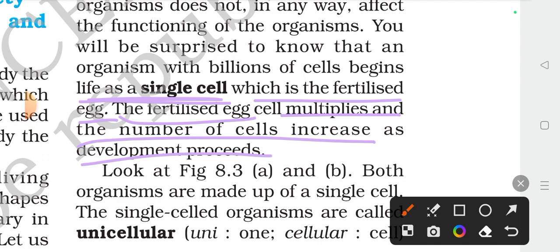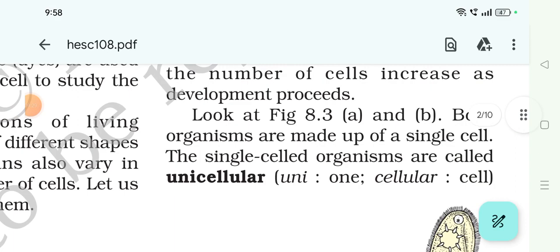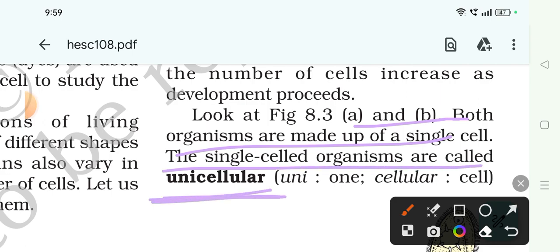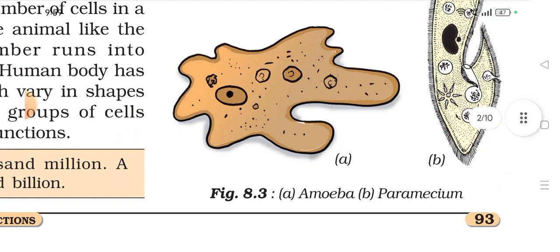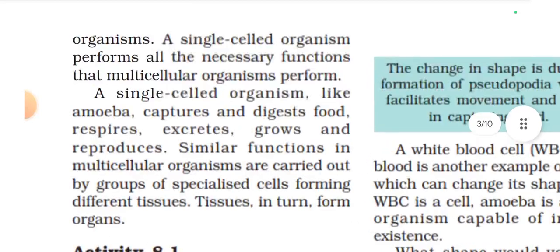Look at figure 8.3. Okay. A and B, both organisms are made up of a single cell, and single-cell organisms are called unicellular. Uni means one and cellular means cell. So these are unicellular organisms because they have only one cell within themselves.